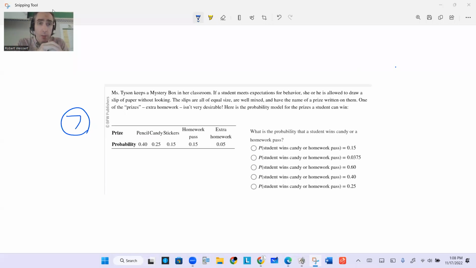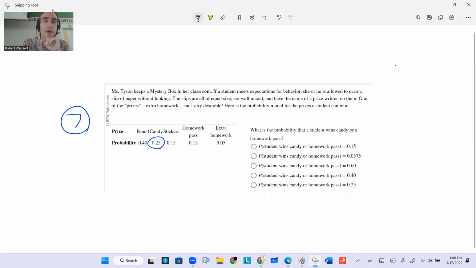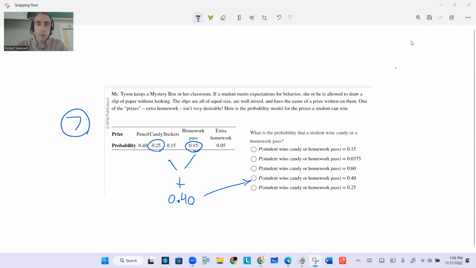Okay, question 7. Ms. Tyson keeps a mystery box in her classroom. Same scenario. What's the probability the student wins candy or a homework pass? So candy is this, 0.25. Homework pass is this. There's no overlap. So we're simply going to add those together. And that's going to give you 0.25 plus 0.15. That should be 0.4. Candy or homework pass should be 0.4. So 0.4.